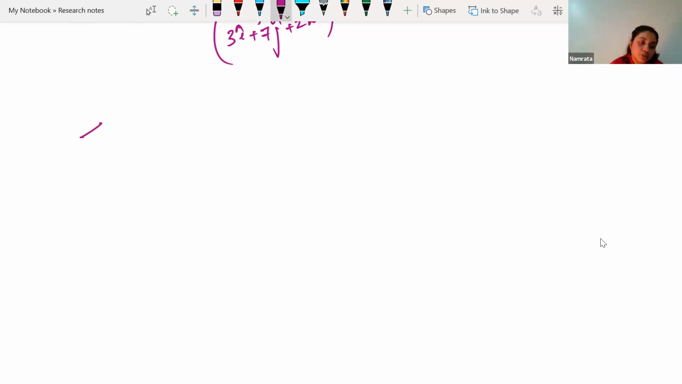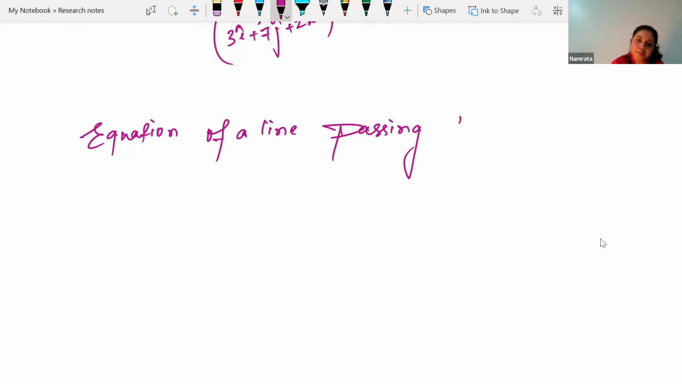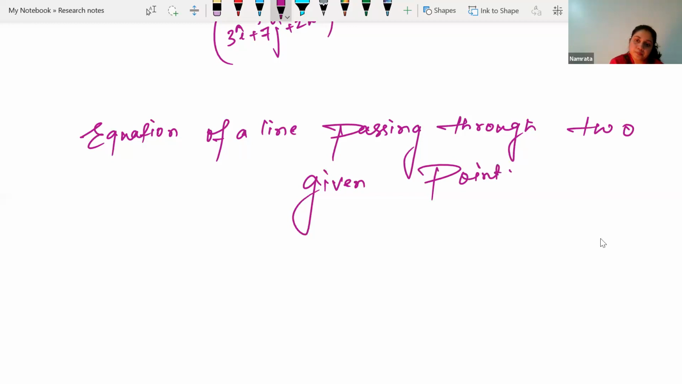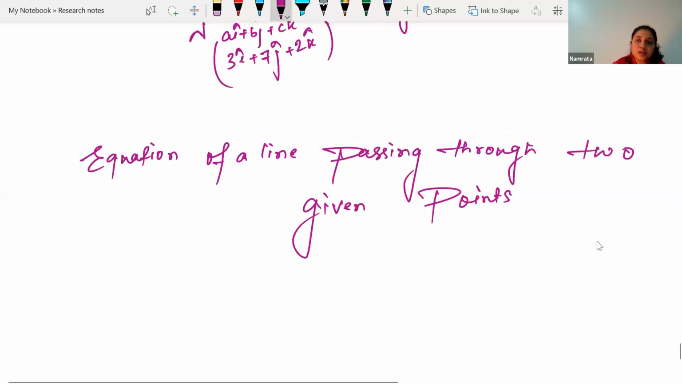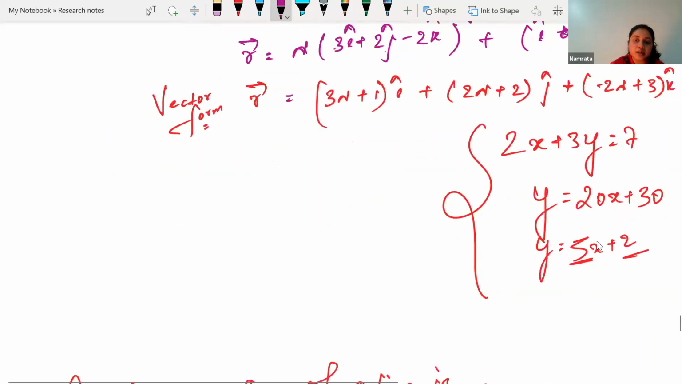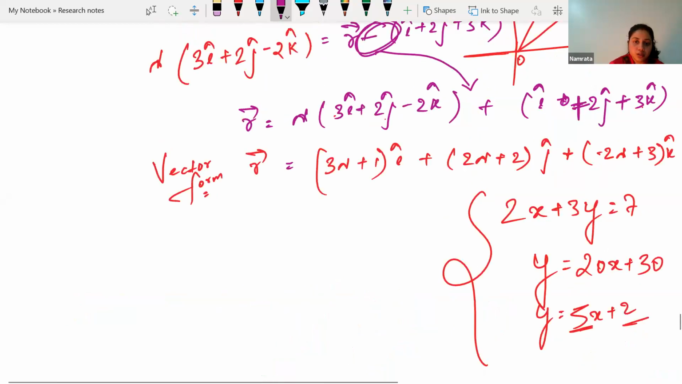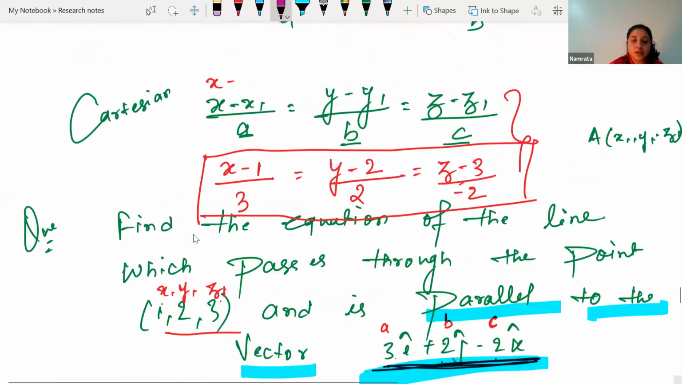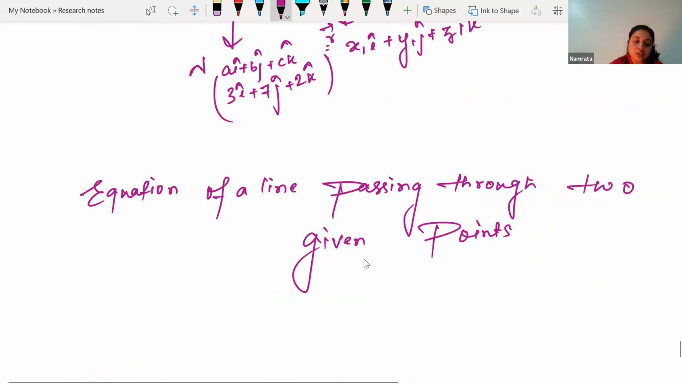Now, equation of a line passing through two given points. Here we were having one point and one parallel line. And that equation was, you should keep this formula and everything in your mind. Now, equation of a line passing through two given points.